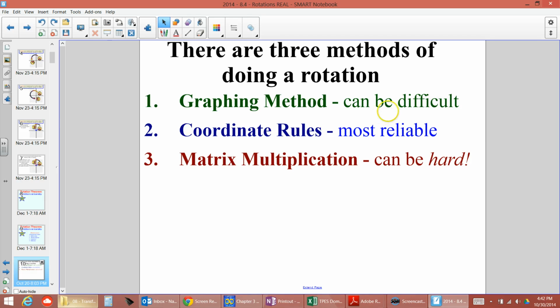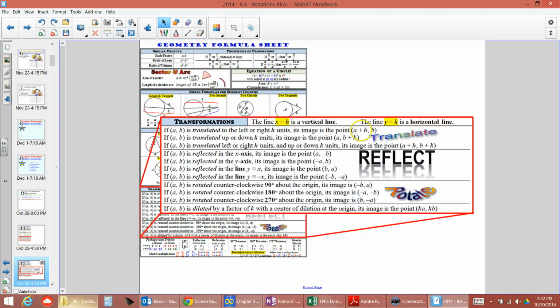So graphing method on this one's tough. Not going to lie, you need to have a lot of different compasses and protractors, or a neighbor. You can use a neighbor's paper if it helps. Coordinate rules, most reliable, the one that you should use most definitely. Always use the coordinate rule. And then again, matrix multiplication, it can be hard. So not really worth the time or effort.